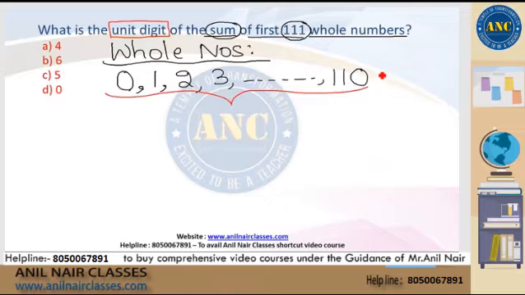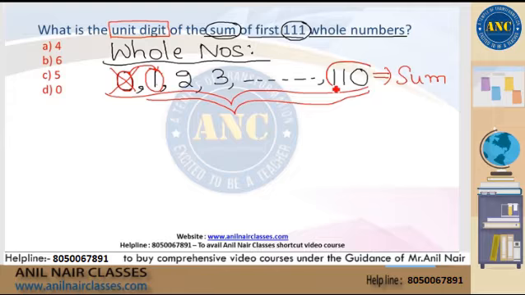Now I need to find the sum of all these first 111 whole numbers. The first whole number is 0, but if I add 0 to any number, it gives the same number. That means 0 plus 1 is 1, 0 plus 100 is 100, 0 plus 99 is 99. So adding 0 is equivalent to not adding anything. If I ignore this 0, the numbers will start with 1 and end at 110.